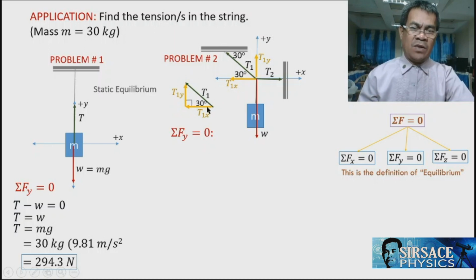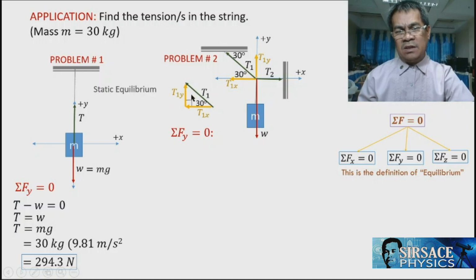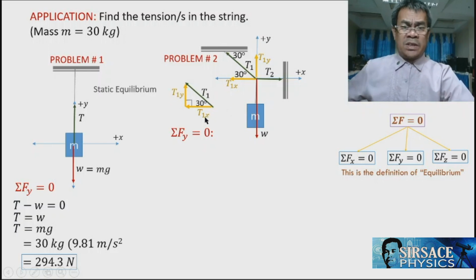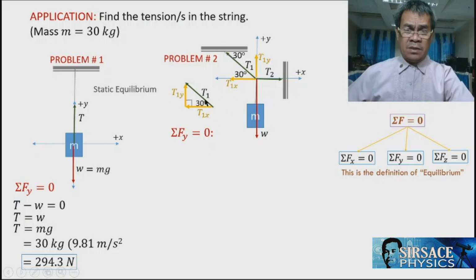This is 90. Why? Because this is horizontal and this is vertical and this is inclined. So this is the first polygon of T1. This angle is 30. So therefore, we can always express our T components along Y in terms of T1. We can also express T1x in terms of T1 because we have the angle 30 degrees. So we are now ready to sum up all forces.